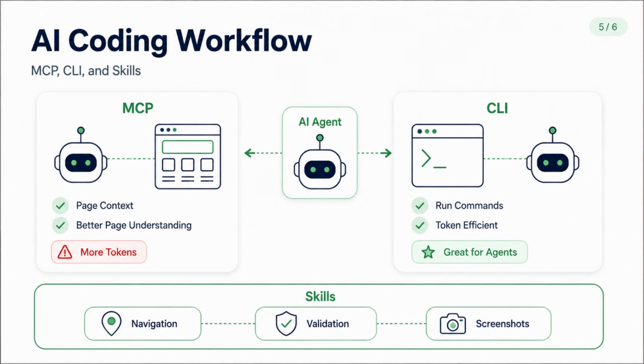Now, another important concept here is skills. And when we install the Playwright CLI, we also install the Playwright skills. And these skills provide structured guidance to the coding agent. So instead of figuring out everything from scratch, the agent already understands how the browser automation should work. For example, the skills can help the agent understand the navigation flows, validation steps, and screenshot capturing workflows. So the AI agent becomes much more effective while working with browser automation. Now in today's video, we are going to combine all of these things together.